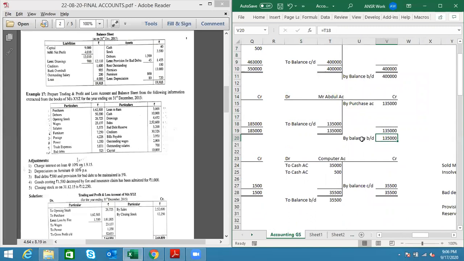Now, if I ask the other way around, we have the balance of Mr. Abdul account. We know it is a credit balance. Which side the brought down should be? On the debit side or credit side? It's easy to determine, it's a credit side, right? So that way I'm linking it.